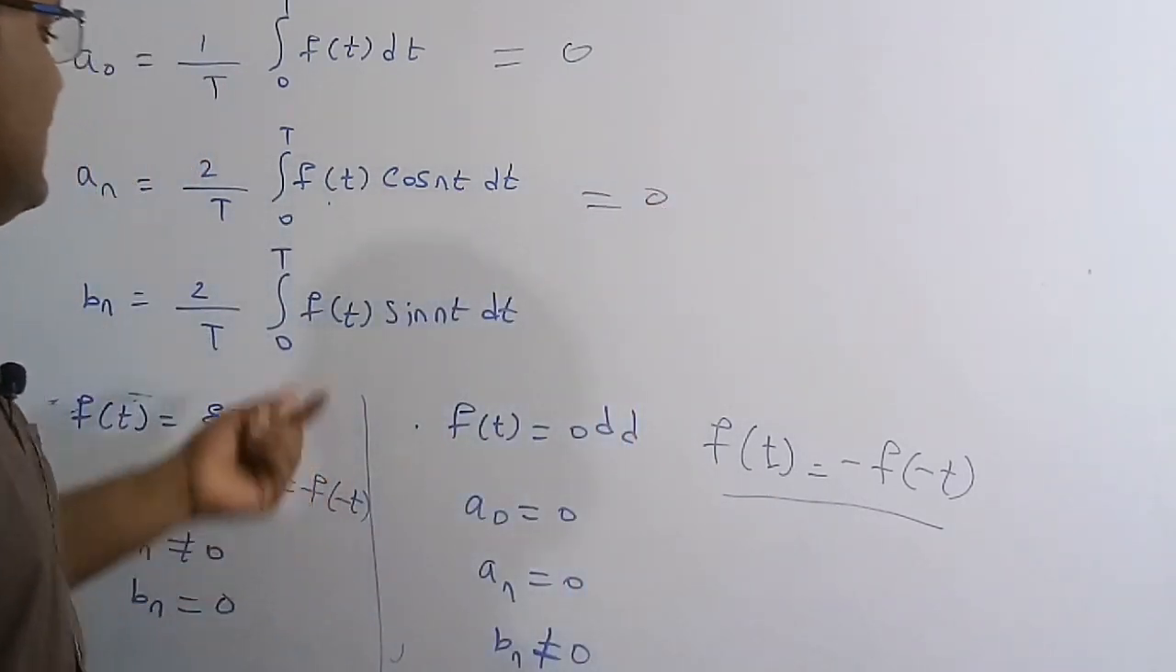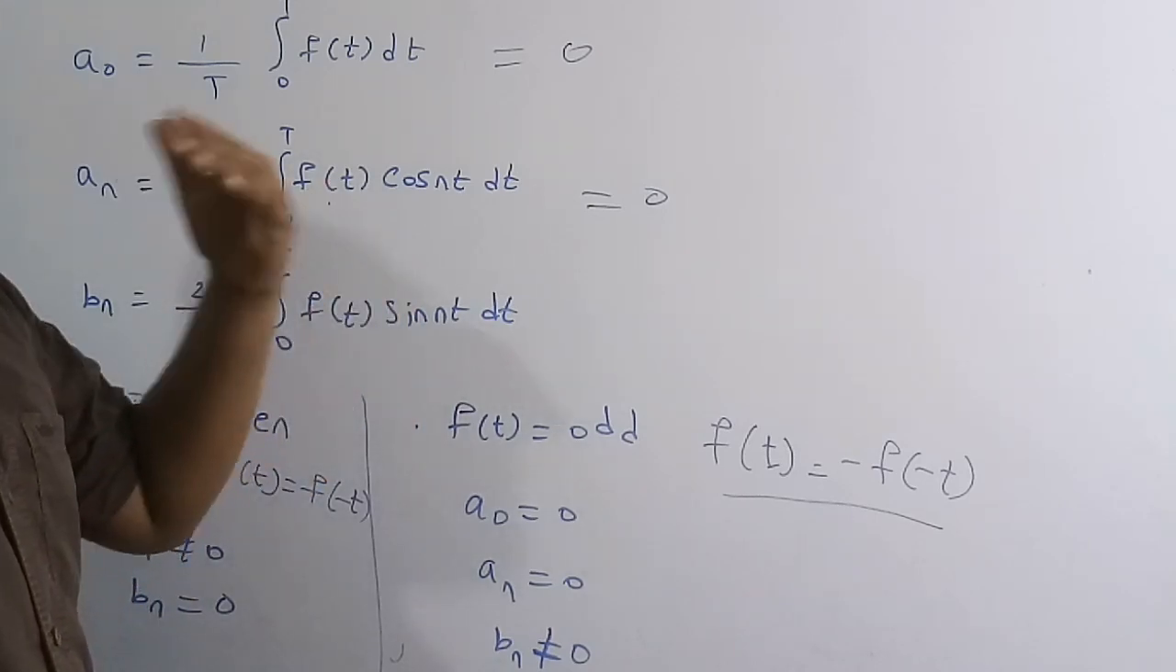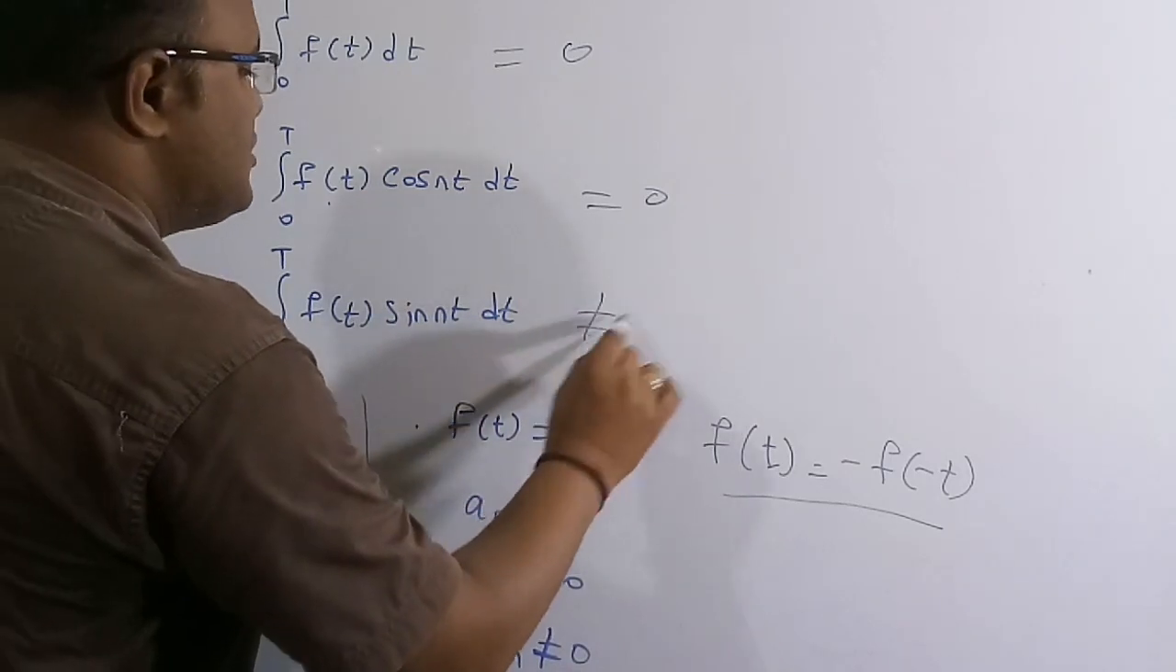And similarly here, if f of t is odd and sine is also odd, then odd into odd is going to give us an even nature. So integration of an even function is not going to be equal to 0. It is not equal to 0.